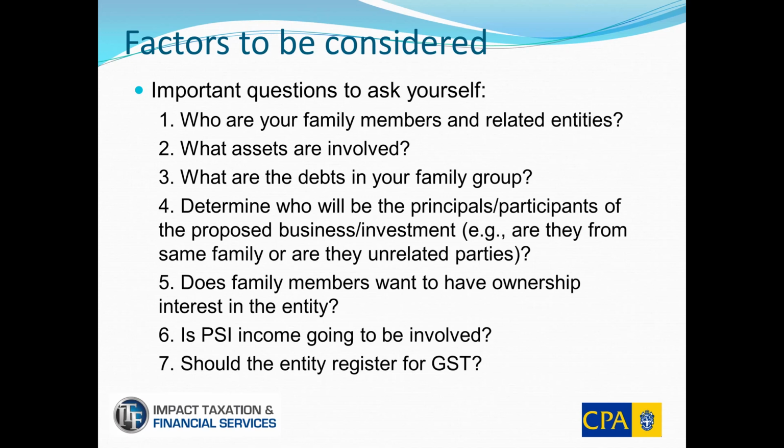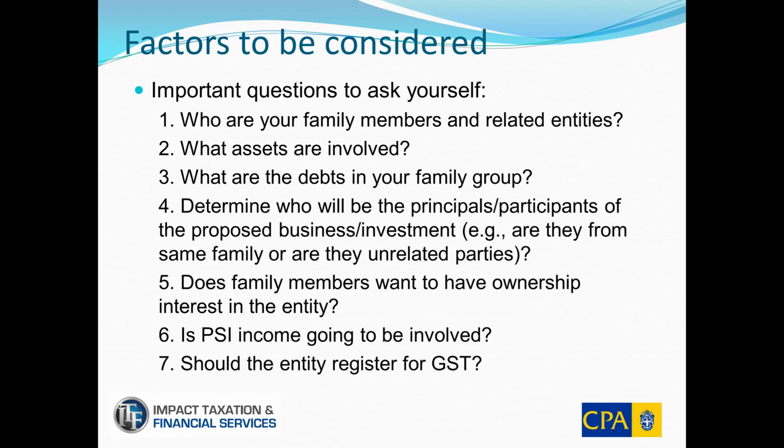Okay, fourth question, okay, determine who will be the principals or participants of the business. Okay, then that's what we talked about before. You know, with companies, it's easier to involve unrelated parties. With family trust, it's very hard. So if initially you want to set up something with someone who's unrelated from your family, then you need to make sure, okay, you want to set up a company instead of a family trust.